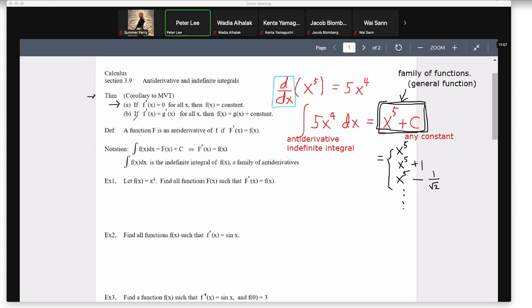So what is the theorem? If f prime of x equals 0 for all x, then f of x is a constant. So if you have a function whose derivative is 0 all the time, then what is that equal to? Then the function must be a constant. It kind of makes sense.